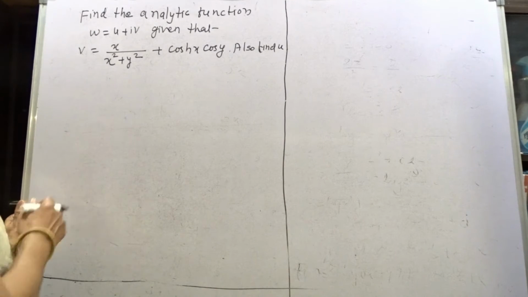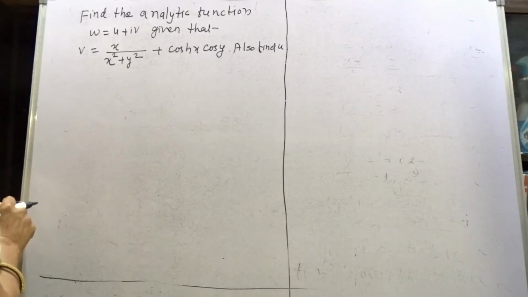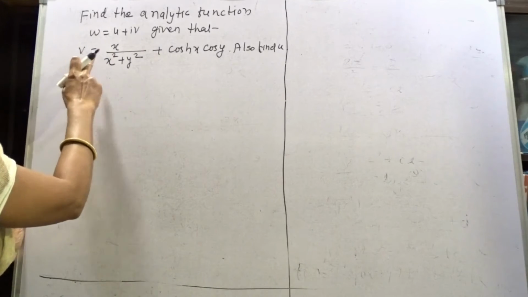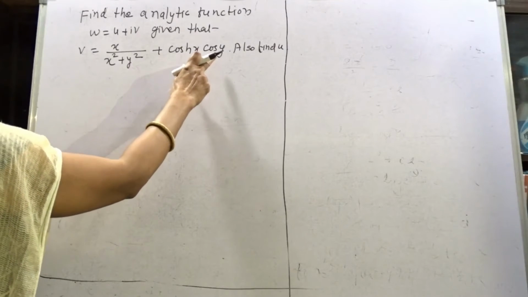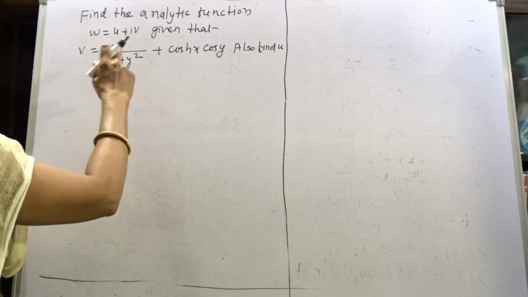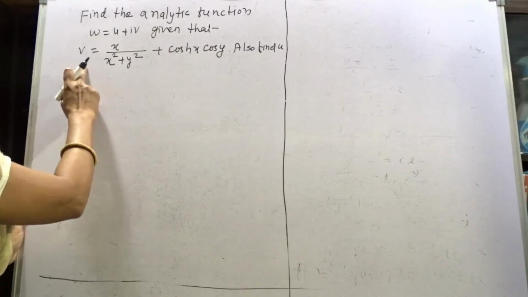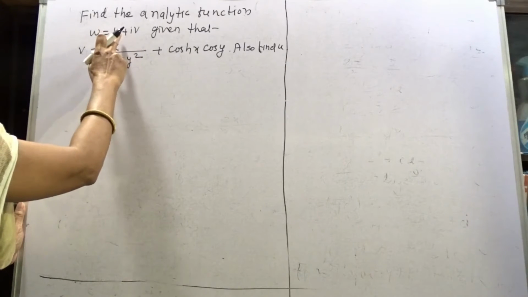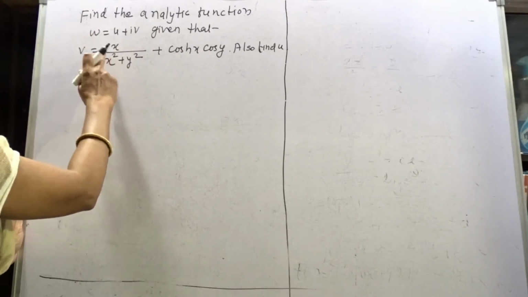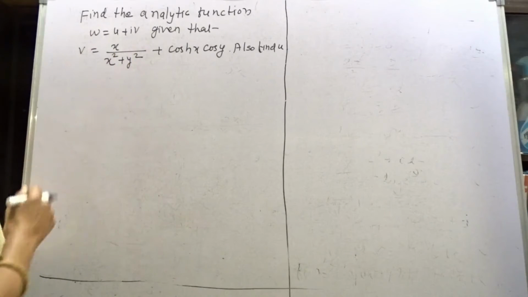We have to find the analytic function w is equal to u plus iv. We are given that v is equal to x upon x square plus y square plus cos hx into cos y. We have to find a function w, so we have to find u also. Once we get u, we can find w.